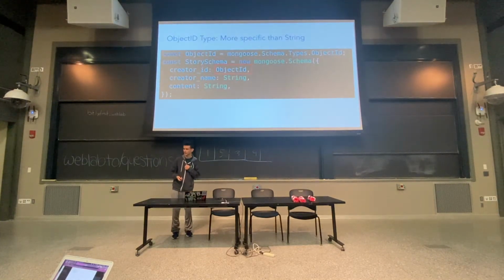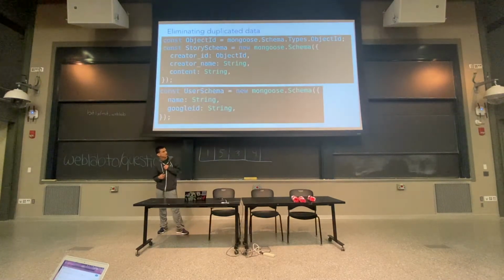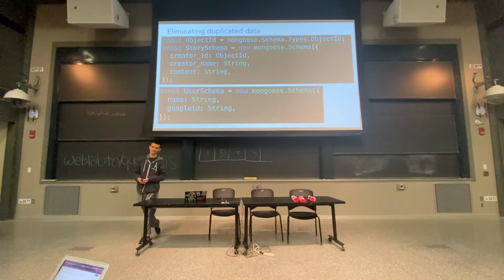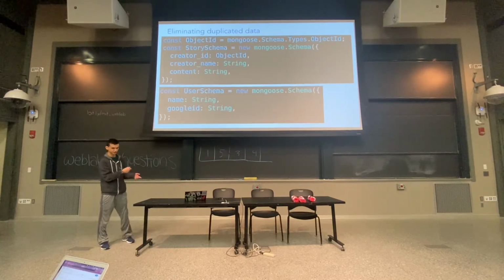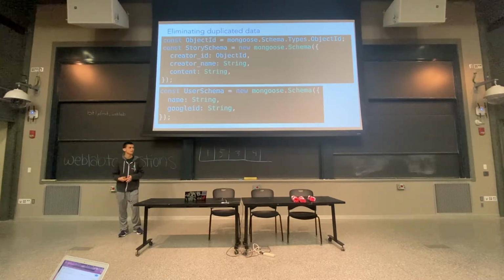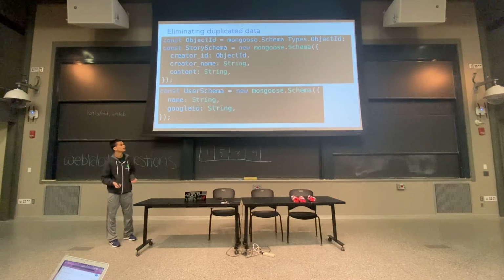So I'm going to talk about the application of object IDs and why they can be useful. So here's our Tapbook schema. We've got our 2 things. We've got our story schema. It has a creator, and it has some content. And we've got our user schema. It's got your name and Google ID.